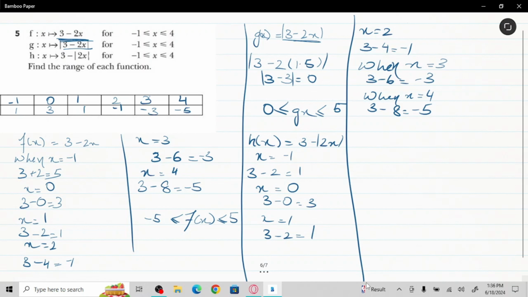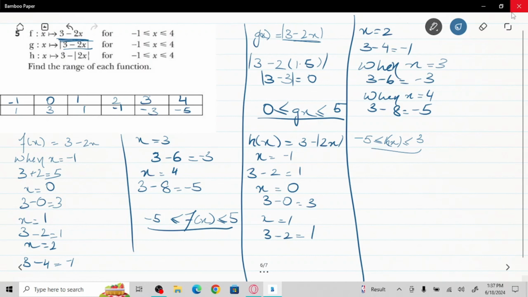So what we do right now is take the lowest value and the highest value. The lowest value is negative 5, and the highest value is 3. So we say that h(x) is greater than or equal to negative 5, but lesser than or equal to 3. Okay, so that is for h(x), this is for g(x), and this is for f(x). These are the three equations whose range we had to find out, and we have found that out. Let's proceed to question number 6.